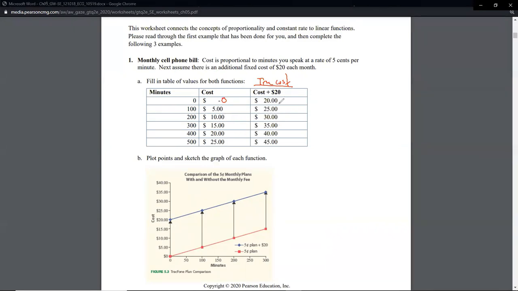Now, it's still pretty easy just to, all right, well, this went up 5, this went up 5, this went up 5, every time this went up 100. The same is actually true over here. This still just goes up 5, this still goes up 5, this still goes up 5.